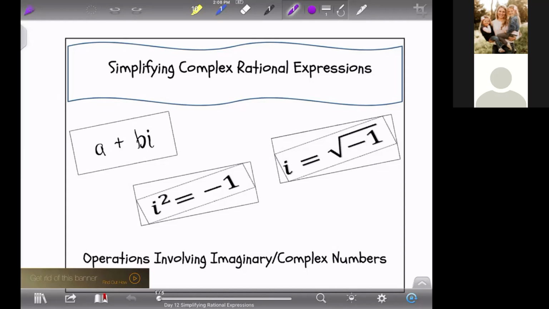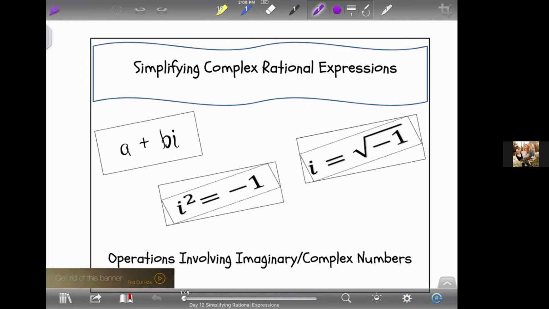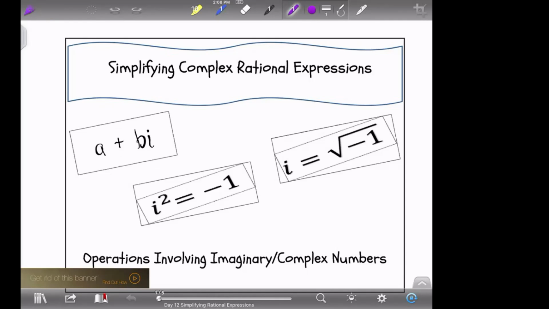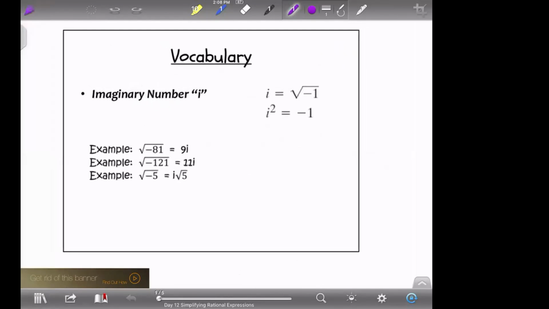Okay, so for today's lesson, we are going to look at rational expressions. We're going to simplify them using imaginary and complex numbers. You should have seen this when you were in Algebra 2. So hopefully this will just be some review for you, nothing too terrible.